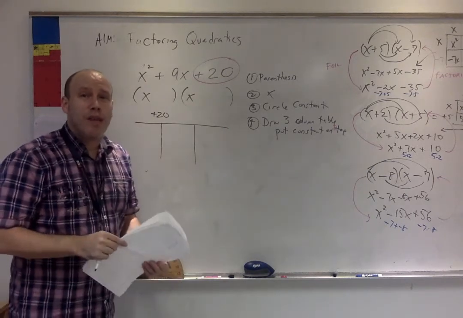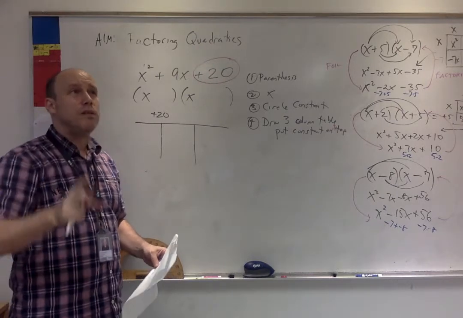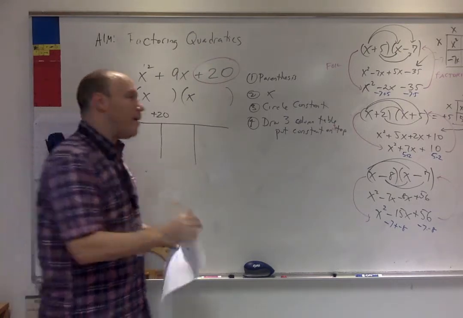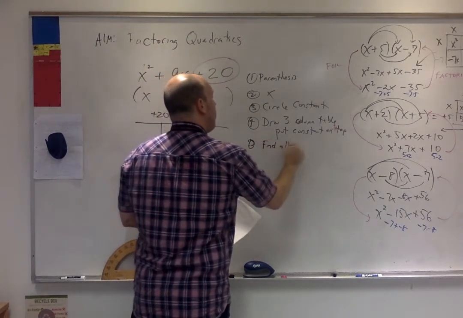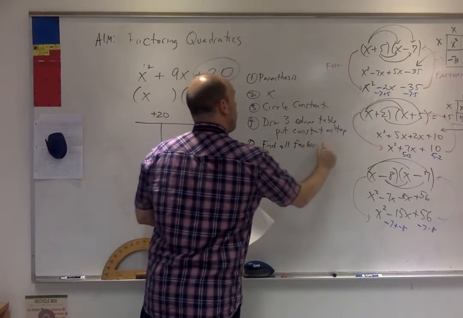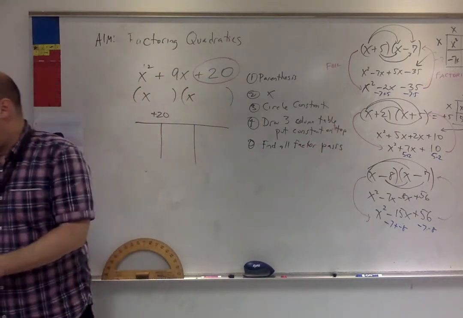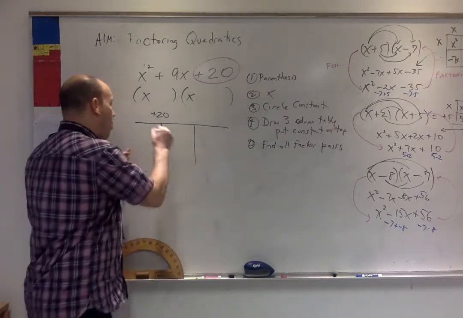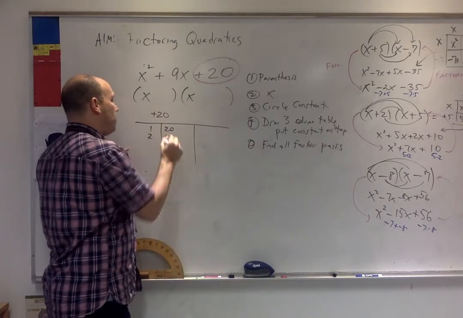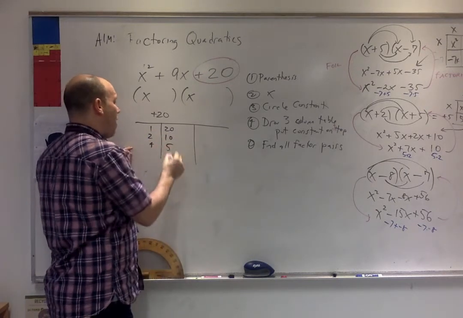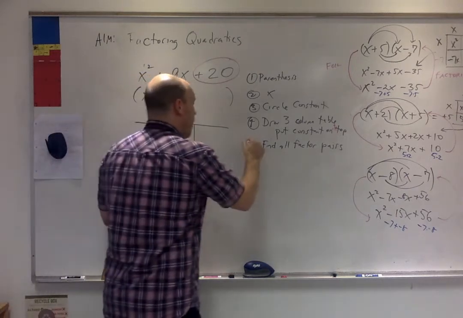Next, I want you to think about every pair whose product is 20. I want you to find all the factor pairs. Let's see, what are the factor pairs of 20? Well, I know 1 times 20. I know 2 times 10. I know 4 times 5, and I think that's it. There's nothing else. Perfect.